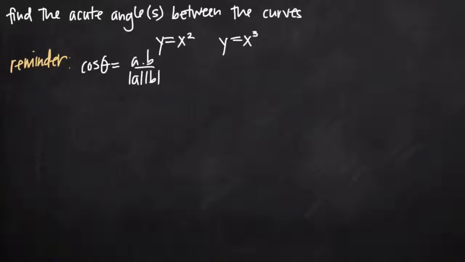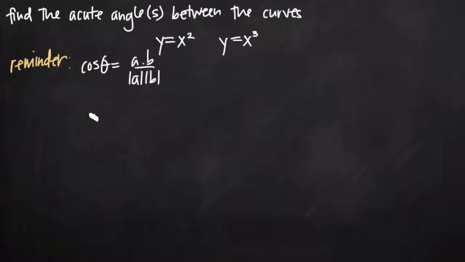Today we're going to be talking about how to find the acute angles between two curves, and in this particular problem we've been given two curves represented by the equations y equals x squared and y equals x cubed. Now if you've already watched my video about finding the acute angles between two lines, you have a leg up on this video already because the process we're going to use for finding the angles between two curves is going to be really similar to the process for finding the angles between two lines.